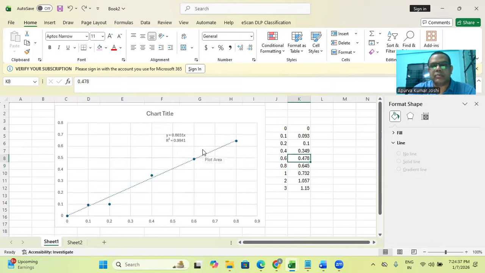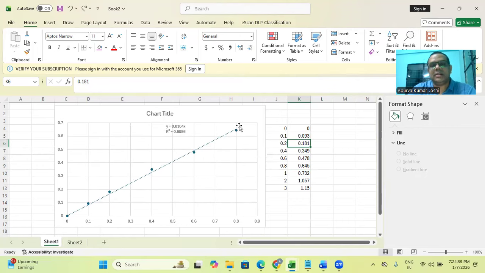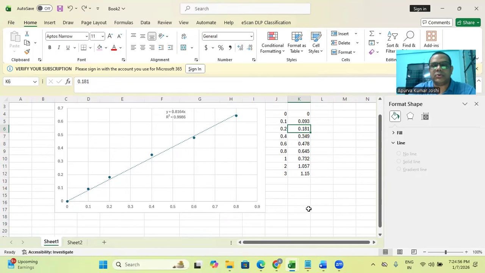So I'm going to go back to my original data set, and now we have a fairly linear graph as far as the increase in absorbance as a function of protein concentration is concerned, and the R squared value is also pretty good, and we also have the slope, right? So now let's see how we can use this graph to determine the amount of protein in an unknown sample.